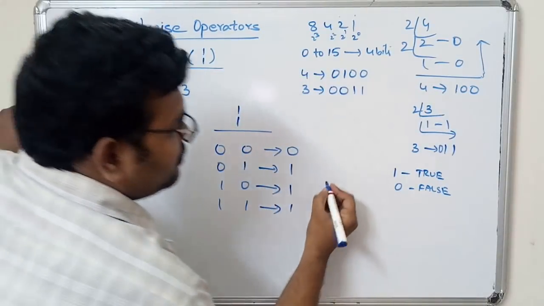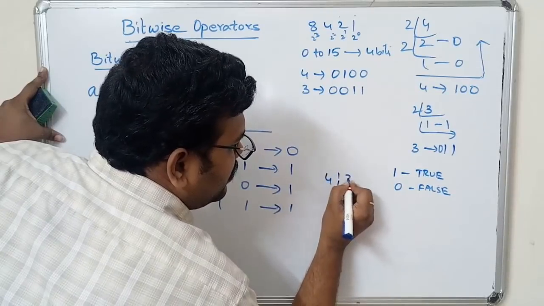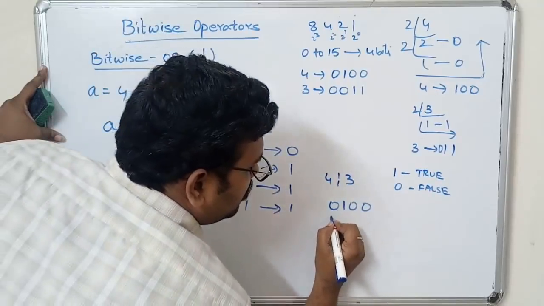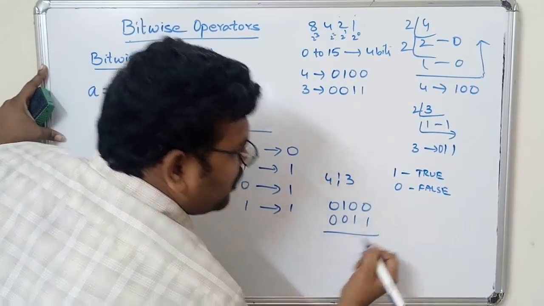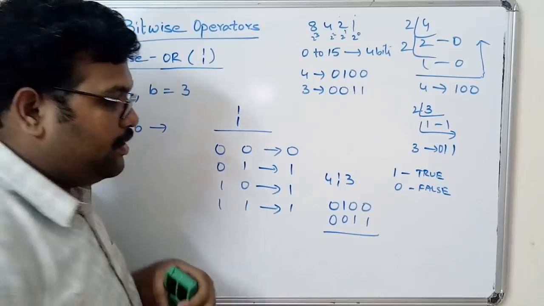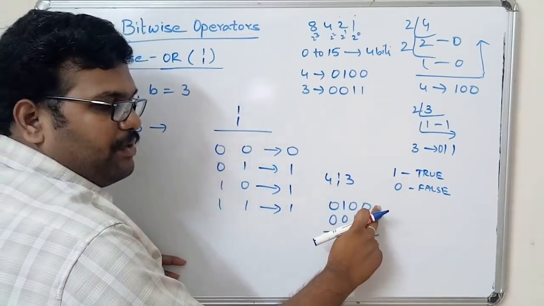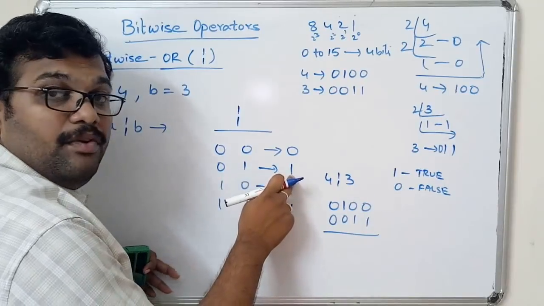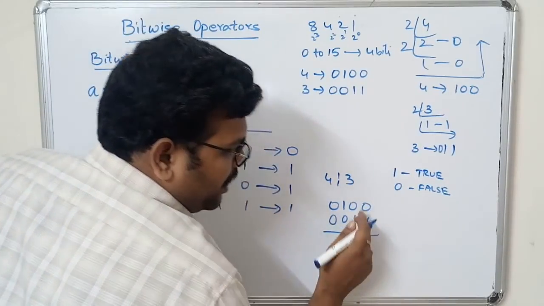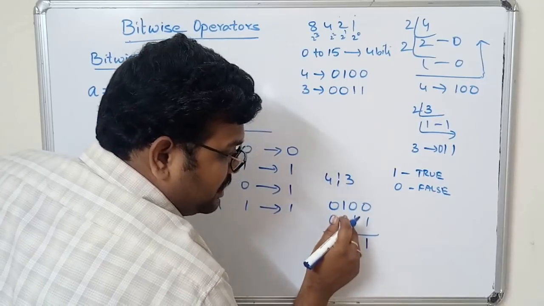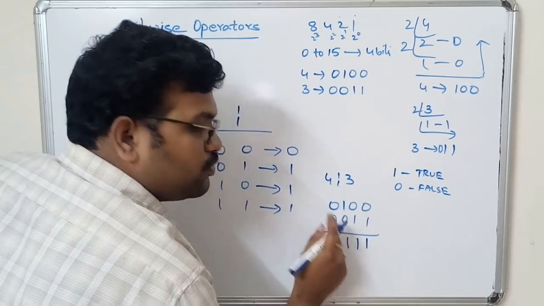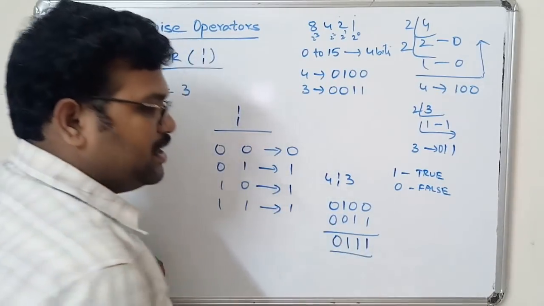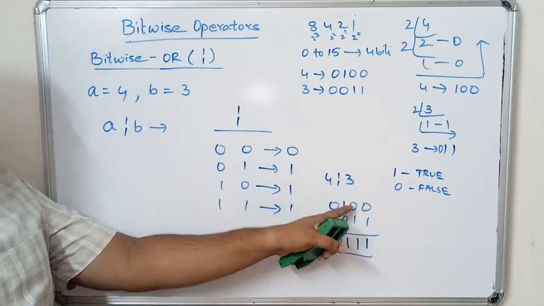So let us apply this for 4 or 3. Let us write the binary equivalents 0 1 0 0 and 0 0 1 1. Apply the OR operation. So 0 and 1: one is false, another one is true, so the resultant will be true, that means 1. Again 0 and 1 gives 1. Then 1 and 0 gives 1. Then 0 and 0, both are false, so the resultant will be 0. This is the binary equivalent for 4 or 3.